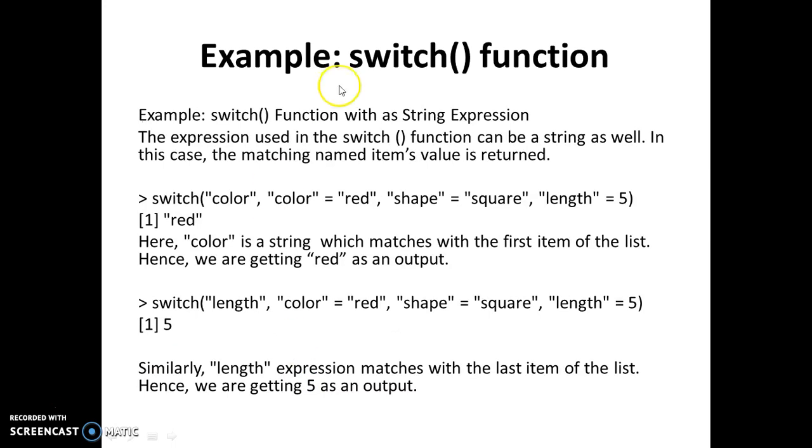Another example where we try to match the string. Switch function with a string expression. The expression used in the switch function can be a string as well. In this case, the matching named item's value is returned. For example, the string color is matched with the cases specified. Here the expression is color, which matches this color because the rest of them are shape and length. So it matches color and the value of color is printed as red.